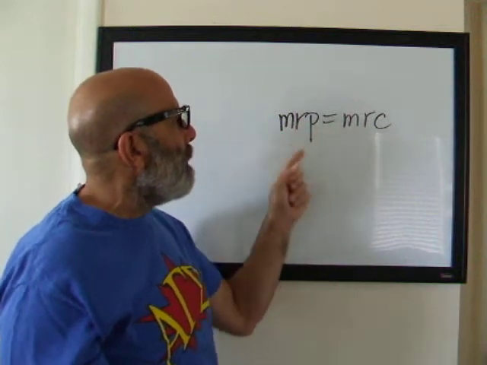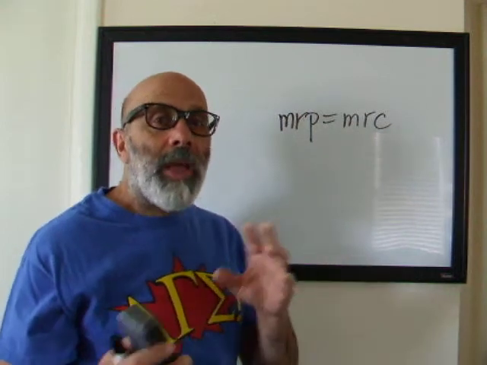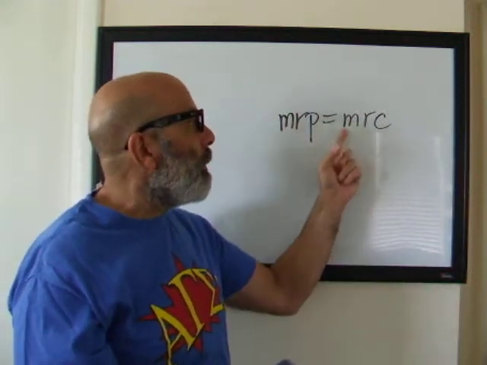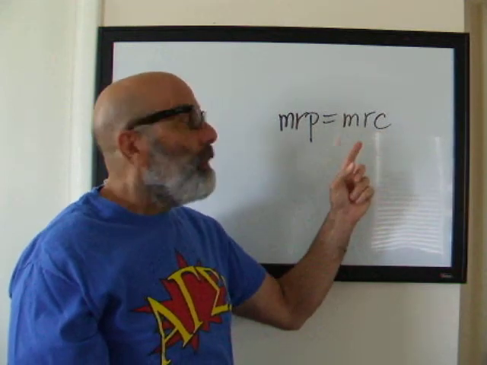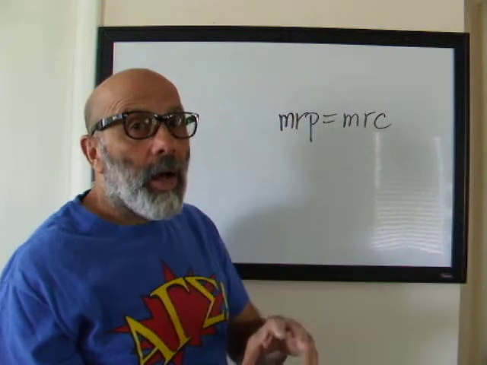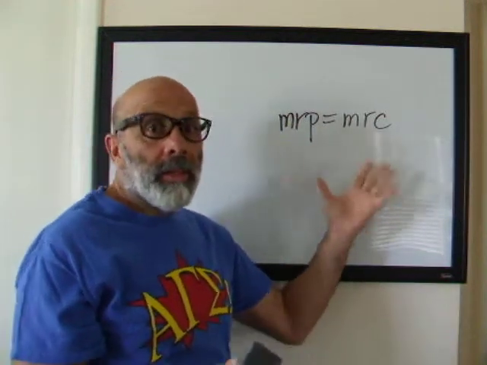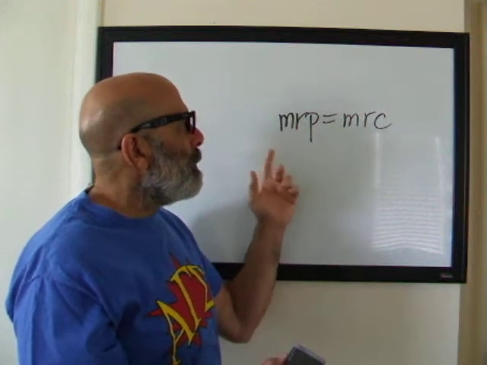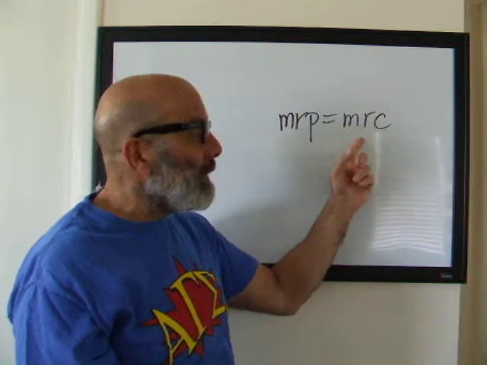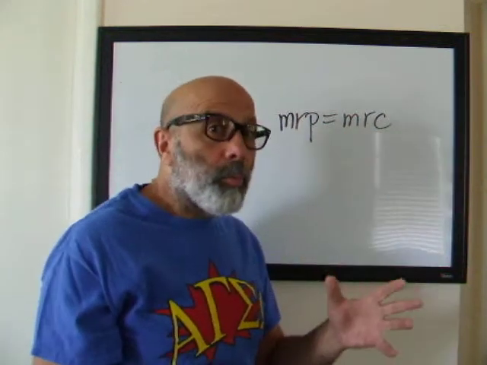And remember, MRP, the added revenue from the added output, has elements of MR and MP in it. And MRC, the marginal resource cost, the added cost from the added input, has elements of marginal cost and marginal product in it. So we know that when we're employing labor, we just look for where the marginal revenue product of that laborer is equal to the marginal resource cost of that laborer. That would be the optimal employment point.